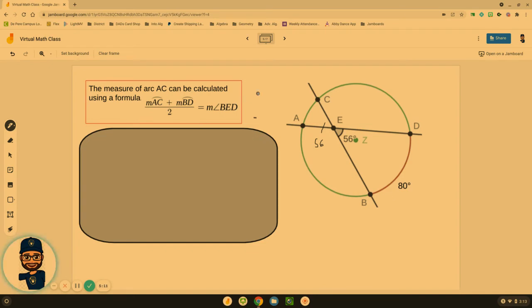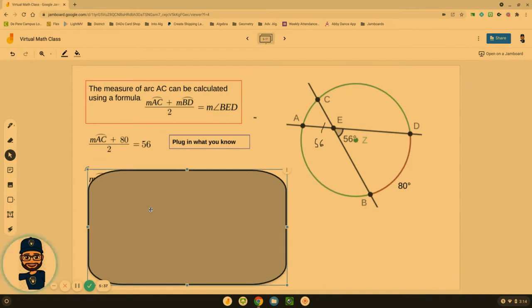Because here's the rule. If I add the two arcs, if I add arc AC plus arc BD and then divide it by 2, I get the angle measure. Arc plus arc divided by 2 gives me the angle measure. I'm taking the average of the arcs.